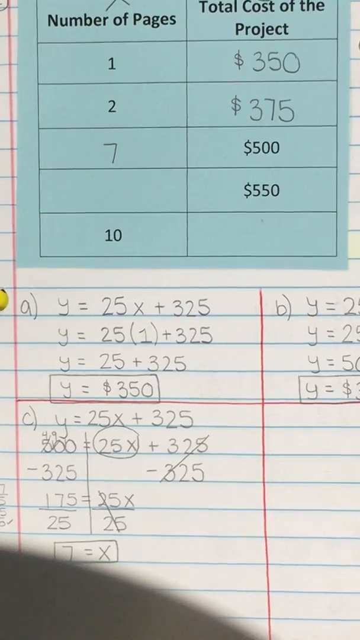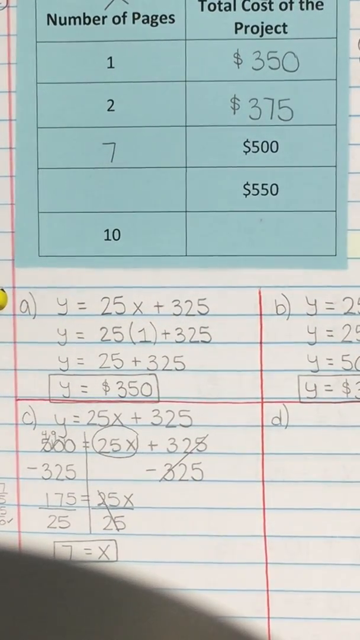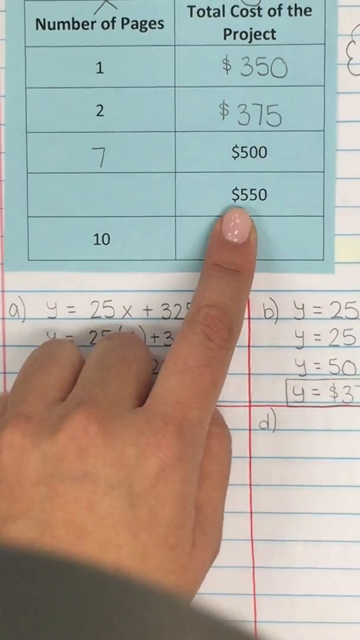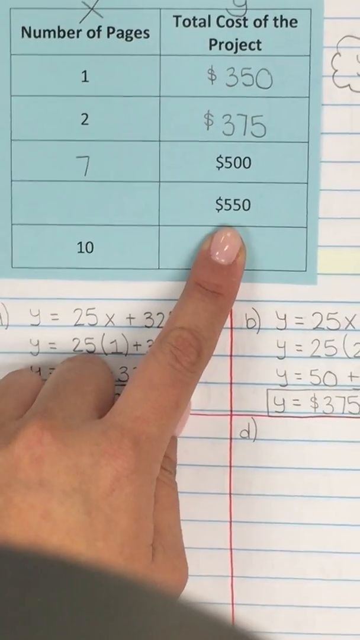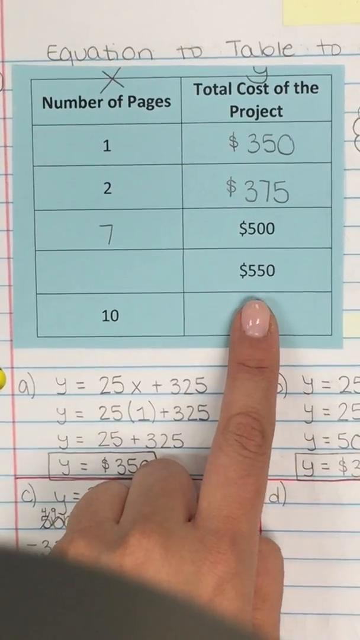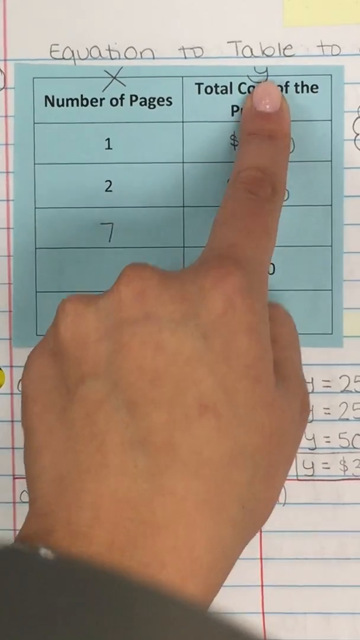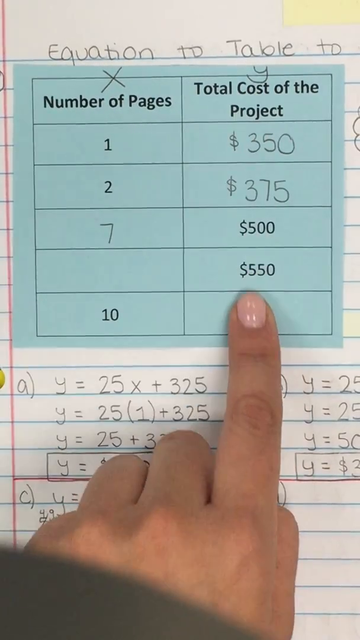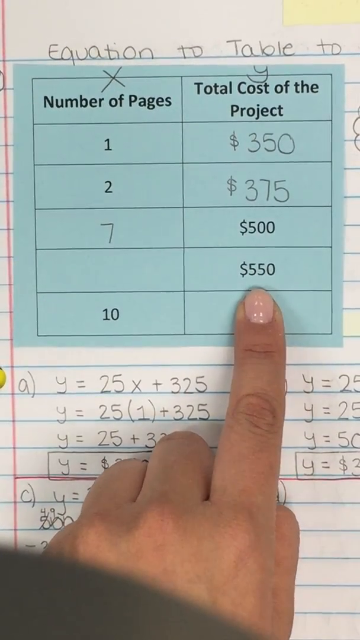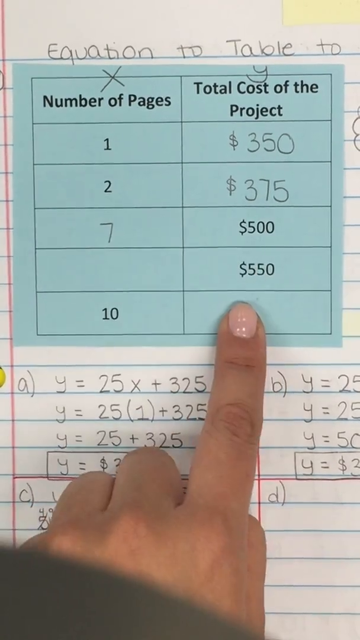Okay, and now let's do the next one. For part D, again, we're given $550. Look at the table. Is that the X value or the Y value? Very good. This is the Y value because it's under the Y column, which means what variable are we going to substitute for? X or Y? Y, because it's under the Y.